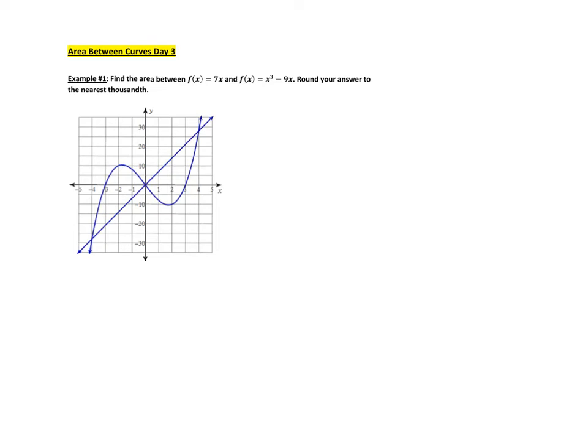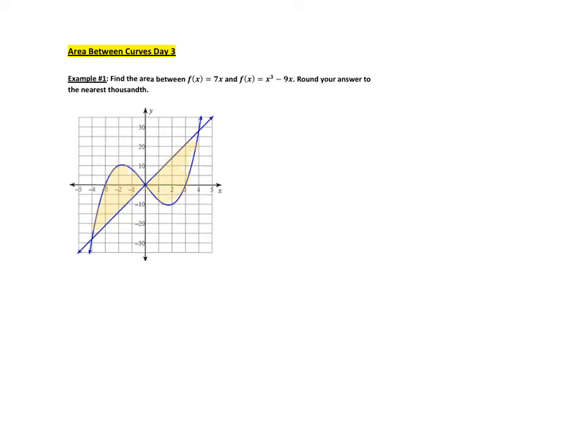Everyone, in today's lesson, we're going to talk about the last day of area between curves. So I want to find the area between this line, 7x, and this cubic function, x to the third minus 9x. And I want to find the area between them. And what you should be noticing from this picture right here is that there is an area here, and there's an area here.